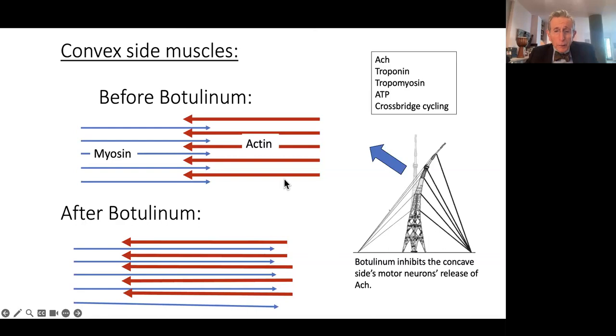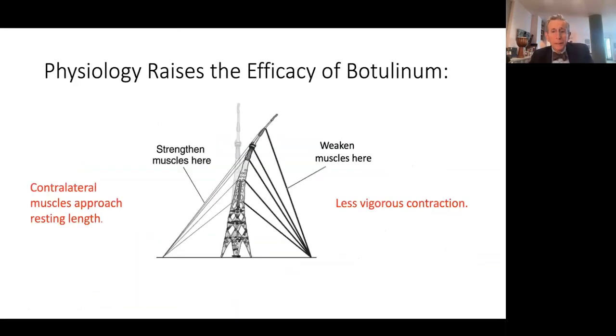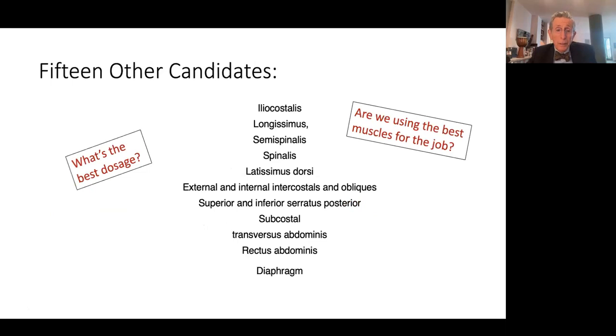Now if you consider this to be one jack on your car, here we have about 5 jacks on the same car, without any strengthening due to yoga or anything else. It's just that the botulinum lets the muscles come together and oppose the stronger side more effectively. So really, in this little experiment, we have 3 things going on. There's less vigorous contraction of the muscles on the concave side, because we're using the botulinum. The contralateral muscles are getting stronger because of the yoga, and also the contralateral muscles are approaching their resting length and getting stronger still.